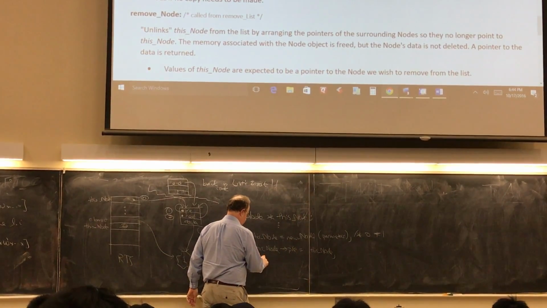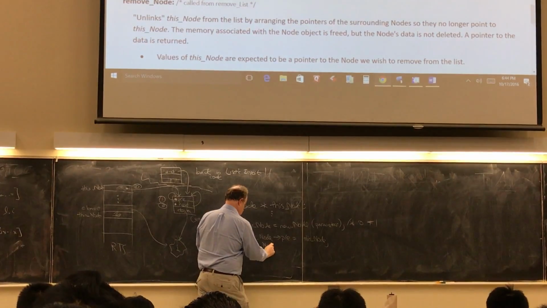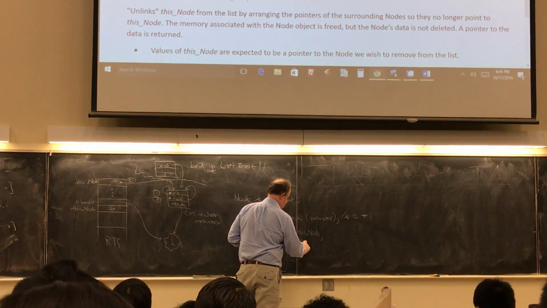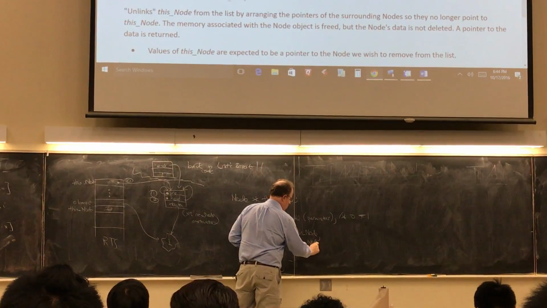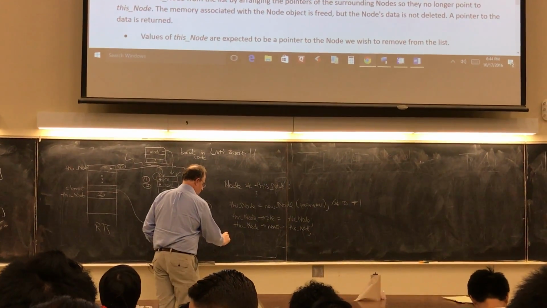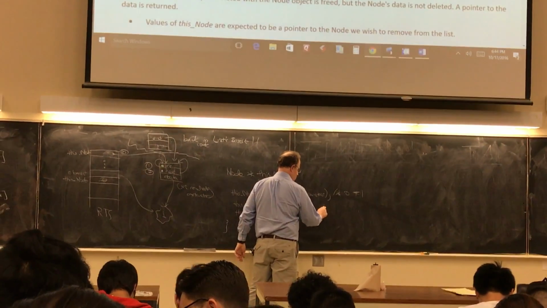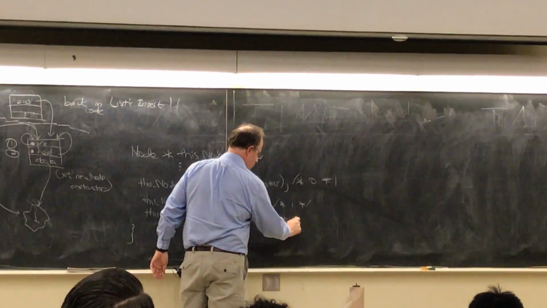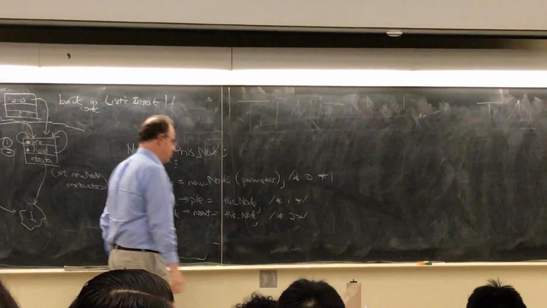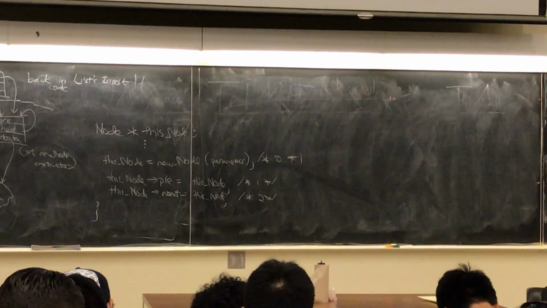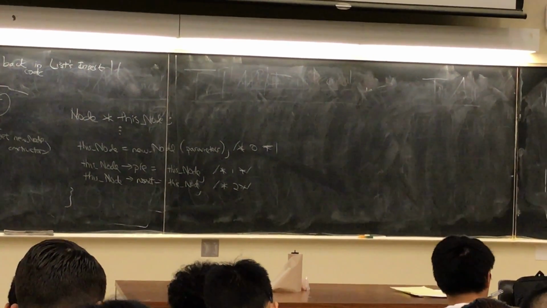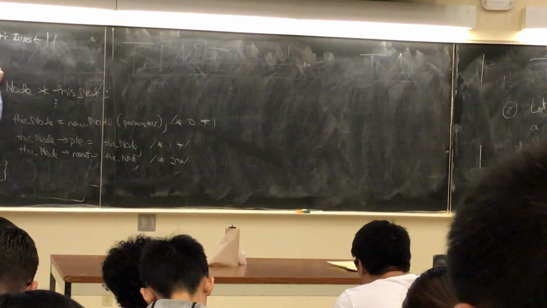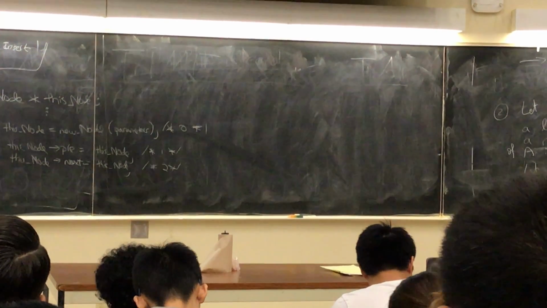This node, arrow, next, is the same, this node. And this is number 1. This is number 2. So this is some of the code that goes inside your insert node method. Are there questions about this?